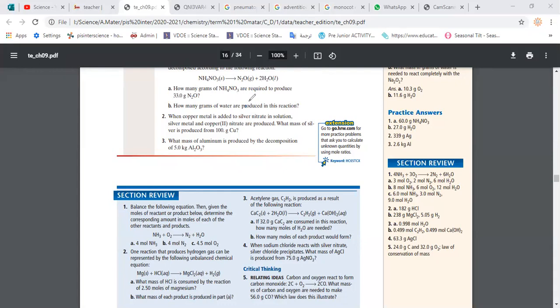1 mole of what? You did 44 times 33. Which 44? The one of N2O. N2O, they are 44 gram. 1 mole of N2O is 44 gram. Okay. Yes. Then what are the steps?